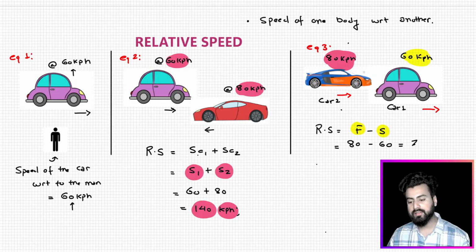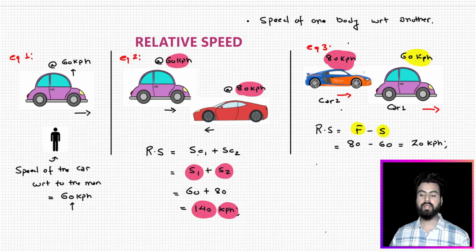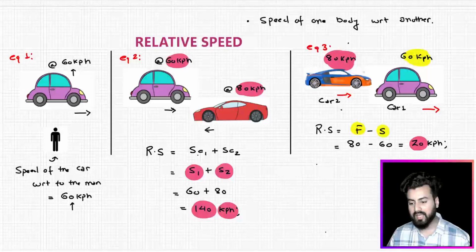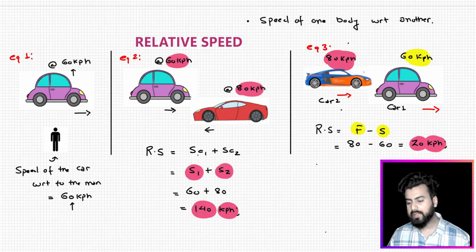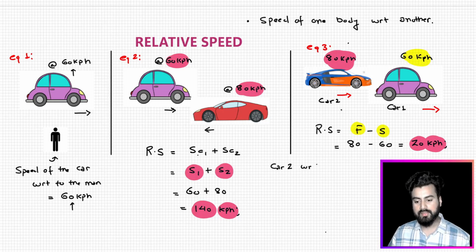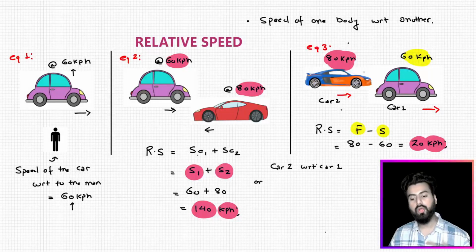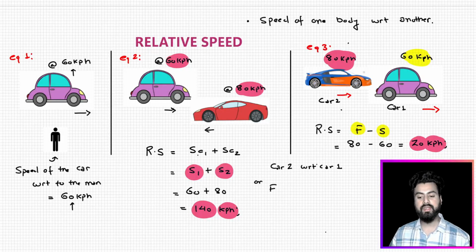And when you calculate it, the difference is going to be 20 kilometer per hour. So guys, I want you to understand what this answer represents. This 20 km per hour represents the speed of car 2 with respect to car 1. Or I can also write down the same thing as the speed of faster body with respect to slower body.